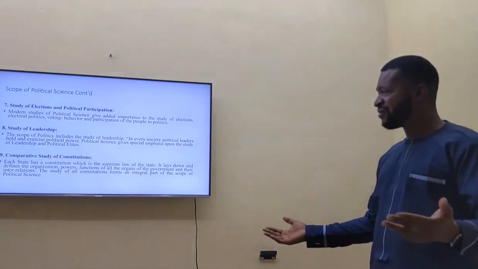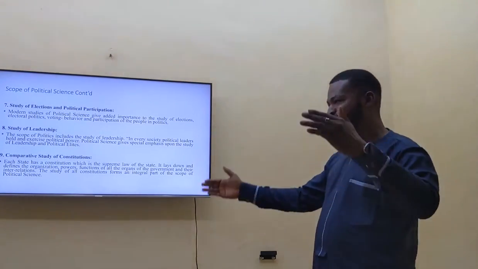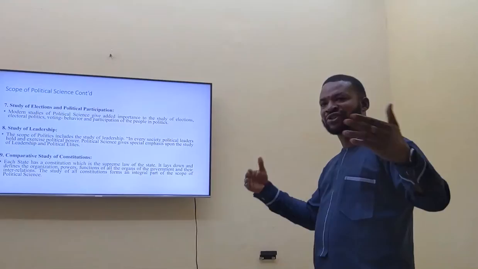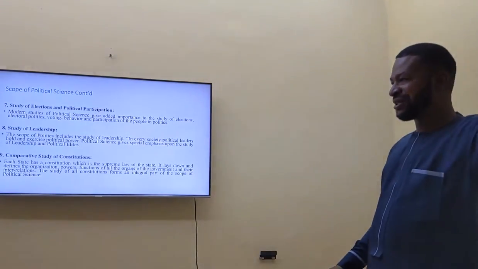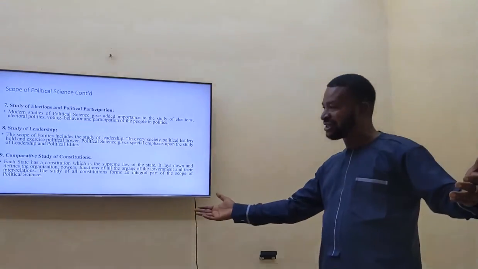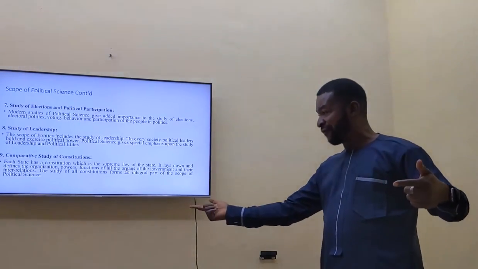Another one is the comparative study of constitutions. When studying political science, you compare. You compare not just constitutions, but institutions. For instance, you compare Ghana. Ghana is practicing unitary. Nigeria is practicing federalism. What necessitates federalism? Why are we practicing federalism?